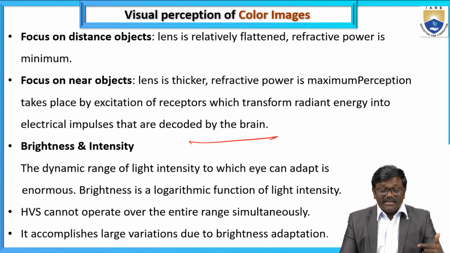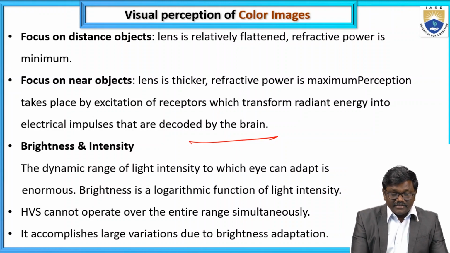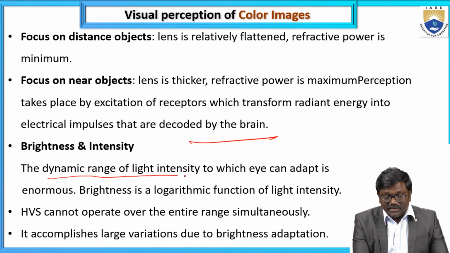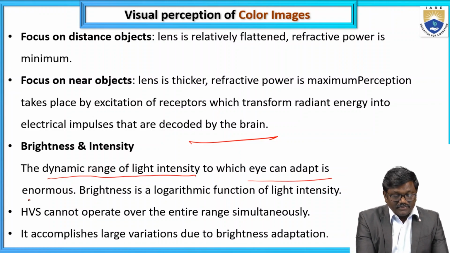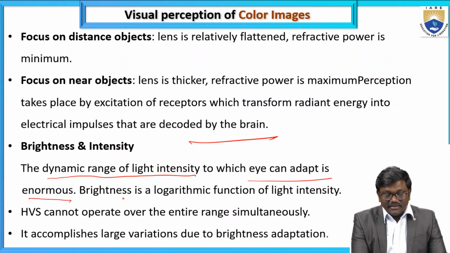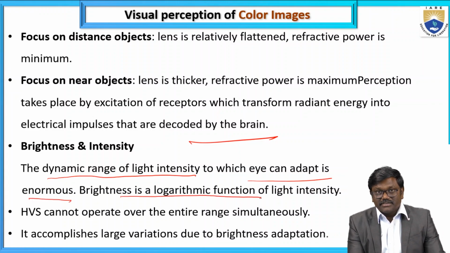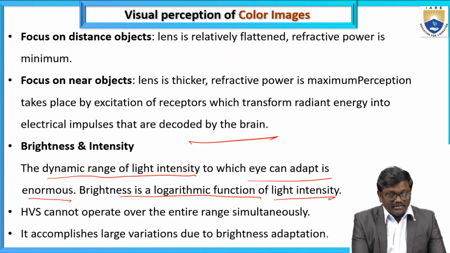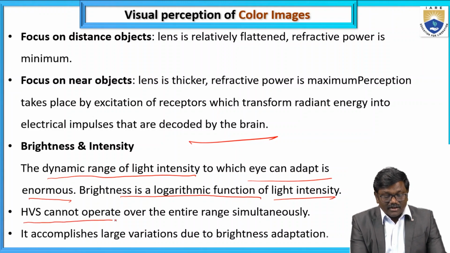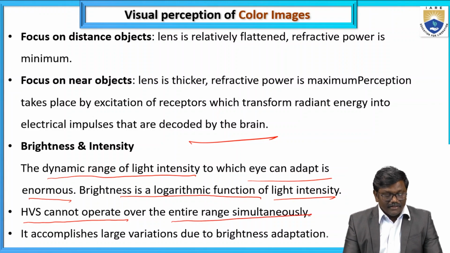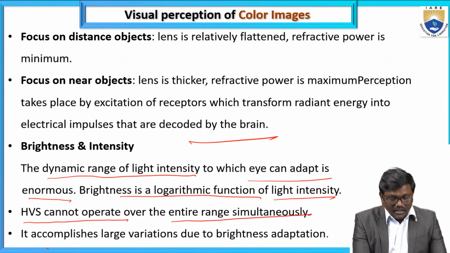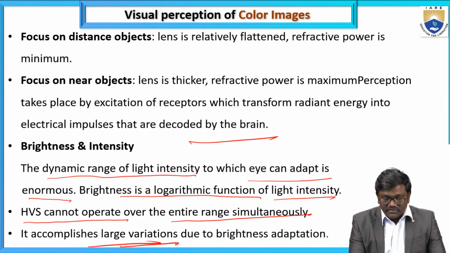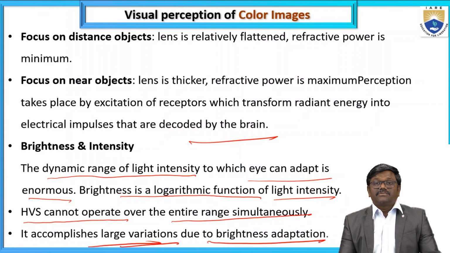Brightness and intensity: the dynamic range of light intensity to which the eye can be adapted is enormous. Brightness is a logarithmic function of light intensity, and the HVS cannot operate over the entire range simultaneously. So it accomplishes large variations due to brightness adaptation only.